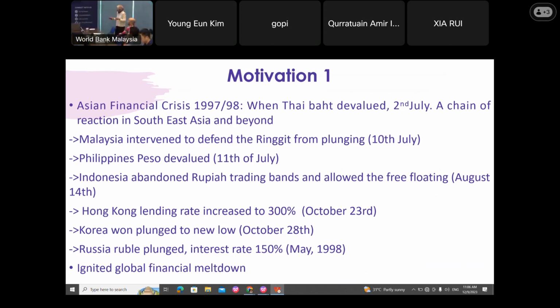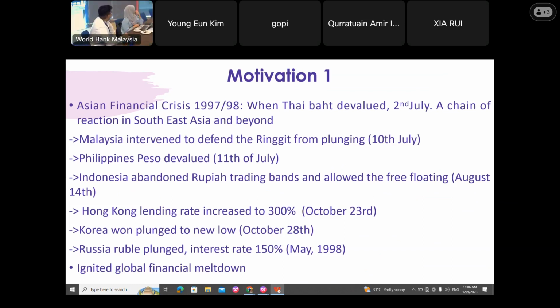And then the Hong Kong lending rate astronomically increased to 300% on October 23rd. This was followed by the Korean bond that plunged to a new low on October 28th. And then the Russian ruble as well. The crisis culminated in the Russian ruble plunge with an astronomical interest rate hike of 150% in May the following year, 1998. So this enacted a global financial meltdown. So this is our first motivation, the history of the Asian financial crisis in 1997-98.